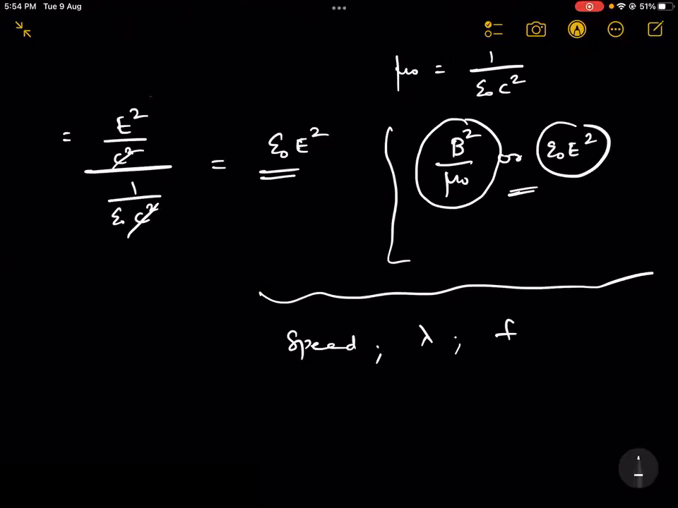Okay. So his question was, when it is going to travel, are the parameters going to change? So what parameters will change when it travels from one medium to another? Speed will change and wavelength will change, but frequency will not change. Okay. So we are almost done with this chapter. Yeah, that is why I wrote it as E. I didn't write it as E naught. Okay.